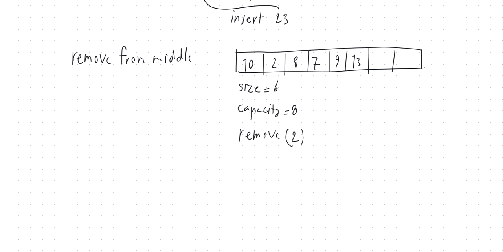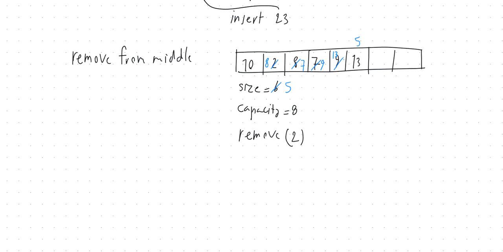So copy 8 here, copy 7 here, copy 9 to the left, and copy 13 to the left. And decrease the size to 5. Now we have 10, 8, 7, 9, 13. And because the size is 5, the element at index 5 will not be treated as actual data. So it doesn't matter if it's 13 written there or any other thing. It's not going to be considered data. What I mean by that is if I want to write to the end of the array, I will overwrite this value. Okay?